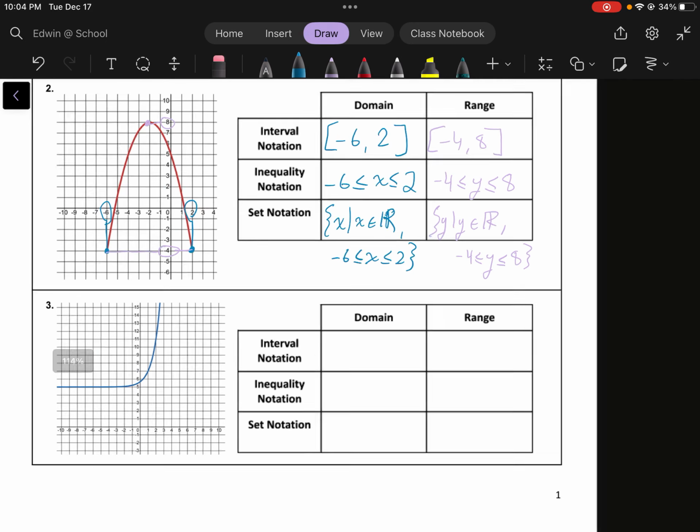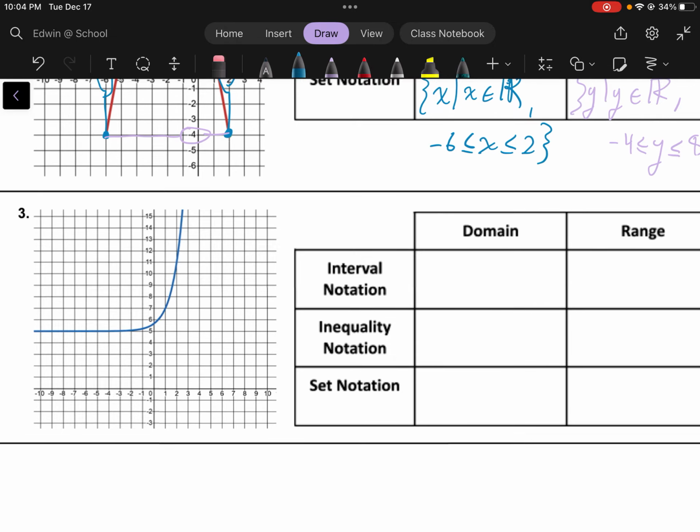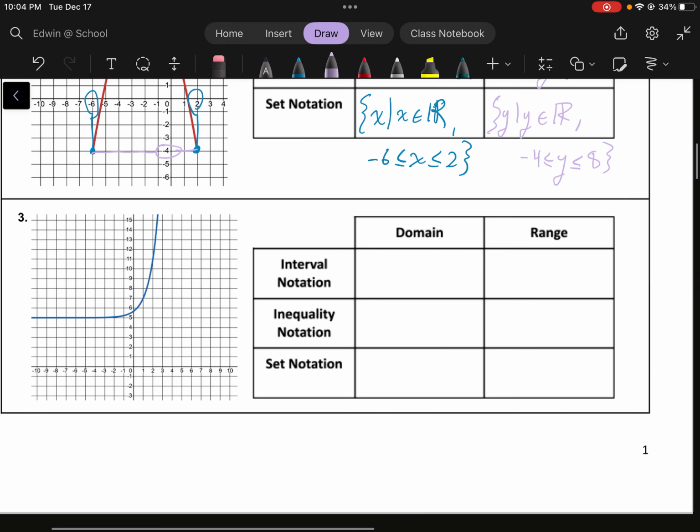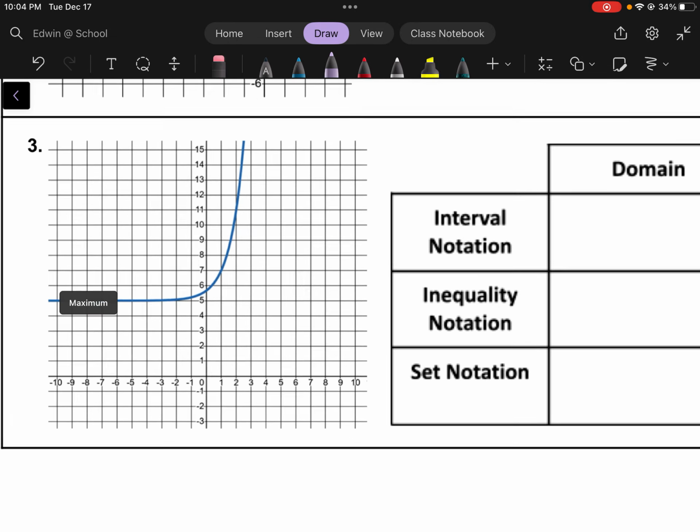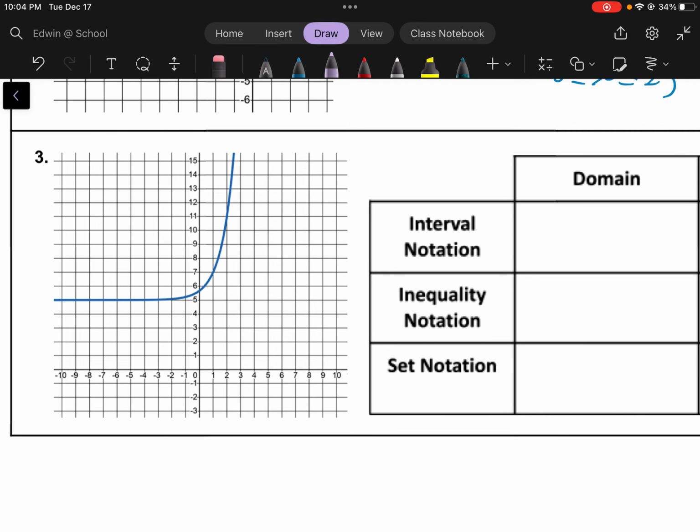Okay, now we're talking about this exponential function. An exponential function is something that grows in this manner. It's going to be important to know for the test. So we have that exponential function. It looks like we have an asymptote down here, and then it exponentially grows up here.